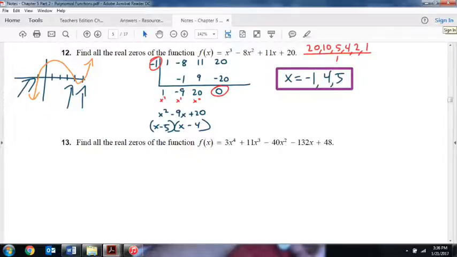Let's try number 13. Number 13, find all the real zeros of the function 3x to the 4th plus x to the 3rd minus 40x squared minus 32x plus 40. Pause the video, stick this in your calculator, and that way we can both look at this. And boom, there you go.